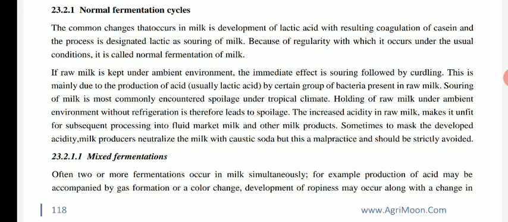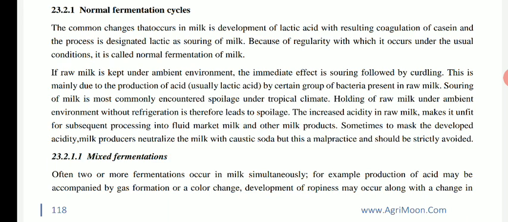So basically lactic acid production has two aspects, one is spoilage and the other is fermentation. If raw milk is kept under ambient environment, the immediate effect is souring followed by curdling. This is mainly due to production of acid, usually lactic acid, by certain groups of bacteria present in raw milk. As we know, the principal carbohydrate and sugar in milk is lactose, and that lactose gets fermented into lactic acid by different types of microbes present in milk. This lactic acid is the main source that coagulates the protein casein, and it is a base point for fermentation of various milk and milk products.